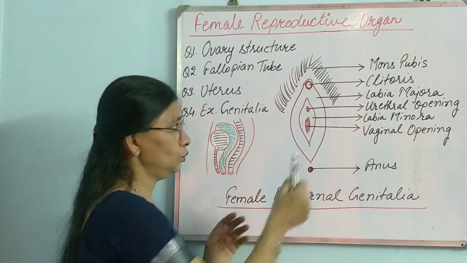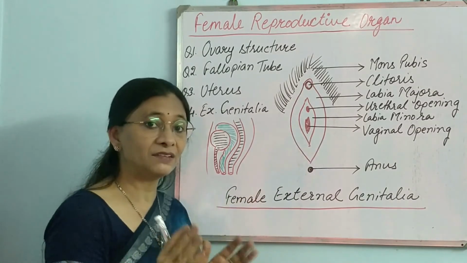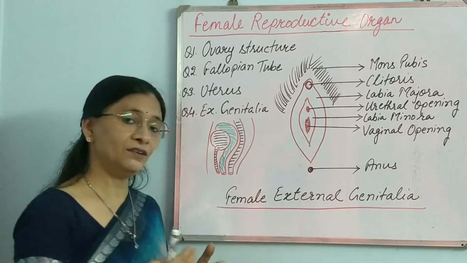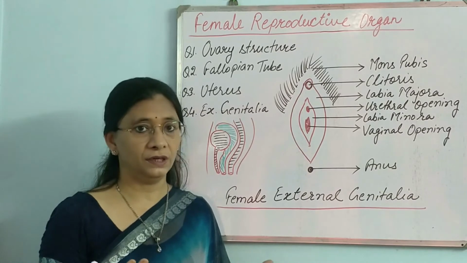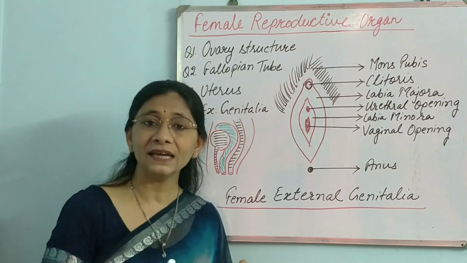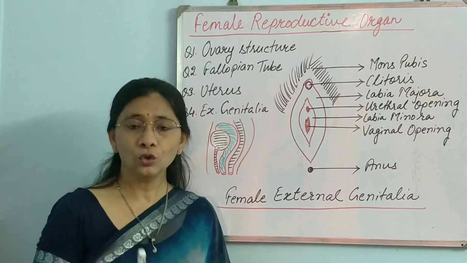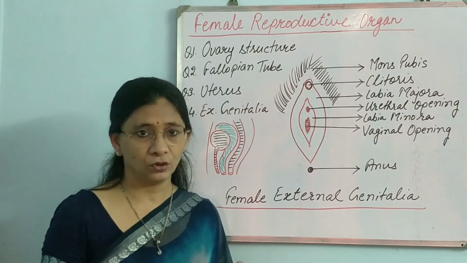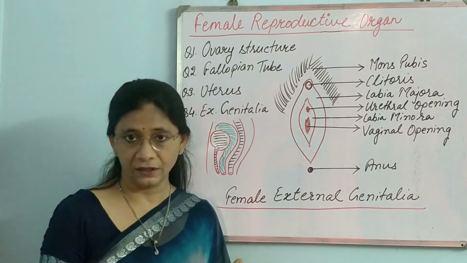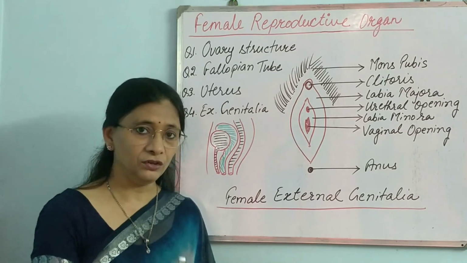So these are the two lip-like structures which protect the vaginal opening. Vagina has one more protection in the shape of a very thin membrane, which is known as hymen.